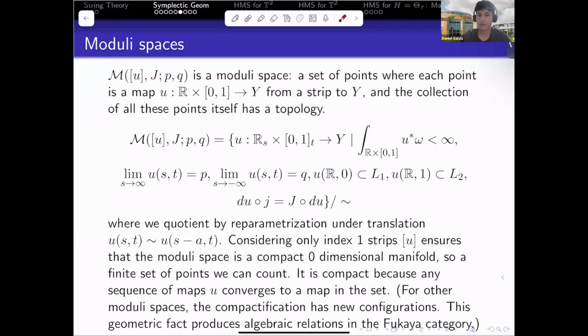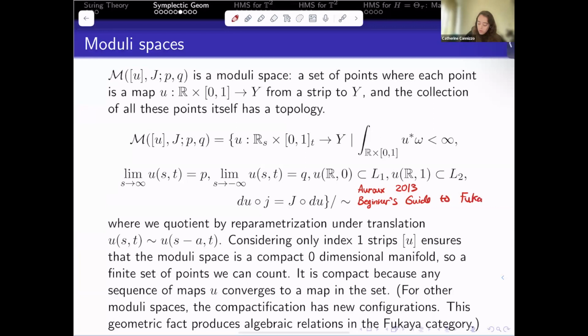Which reference would you recommend for this part? Let's see. A good reference is a beginner's guide to Fukaya categories. This was the reference that I learned this from in graduate school.